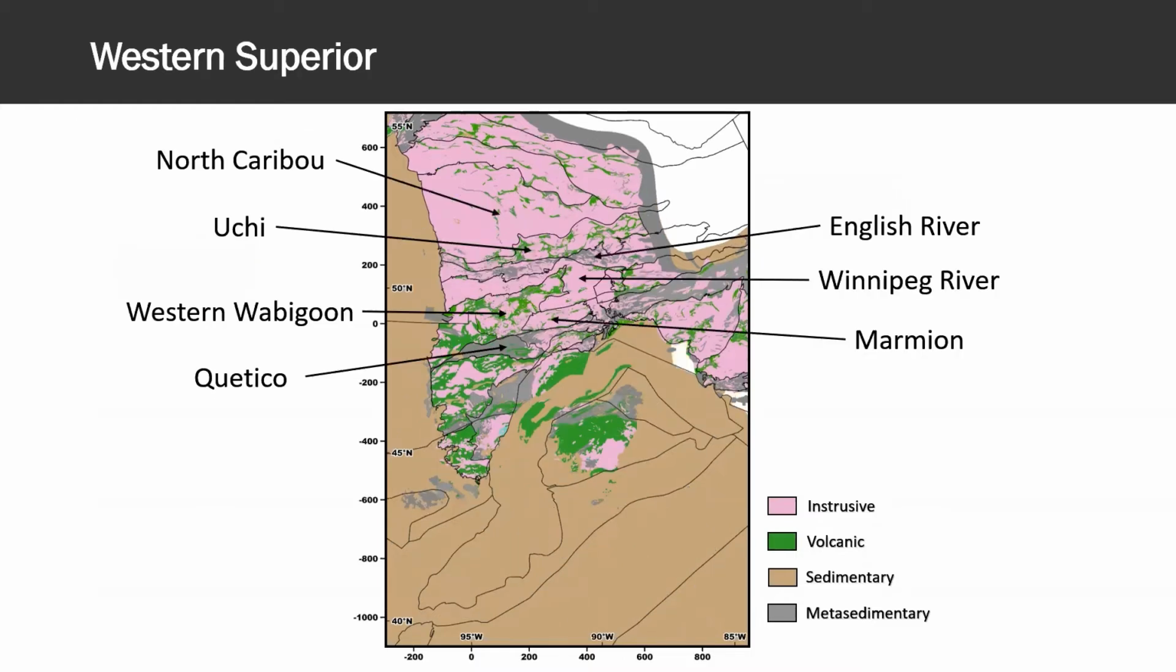So I'm guessing that most people here are at least somewhat familiar with the subprovinces of the Western Superior, but just a quick refresher of some of the ones that I'll be mentioning. From north to south, we have the North Caribou, Uchi terrane, as Adi talked about, English River, Winnipeg River here, Western Wabigoon, and then the Quetico subprovince will probably be about as low as I'm talking about today.